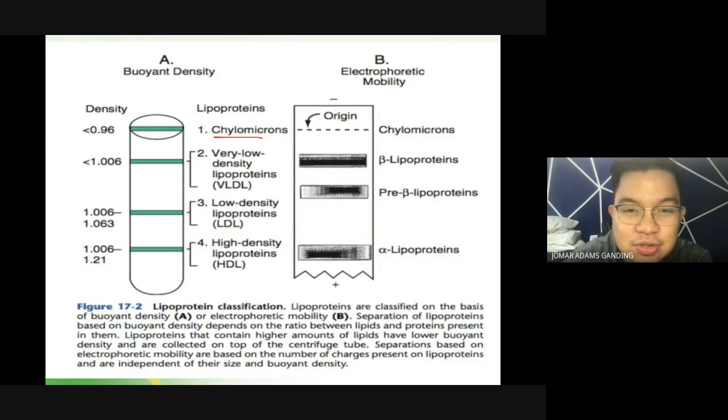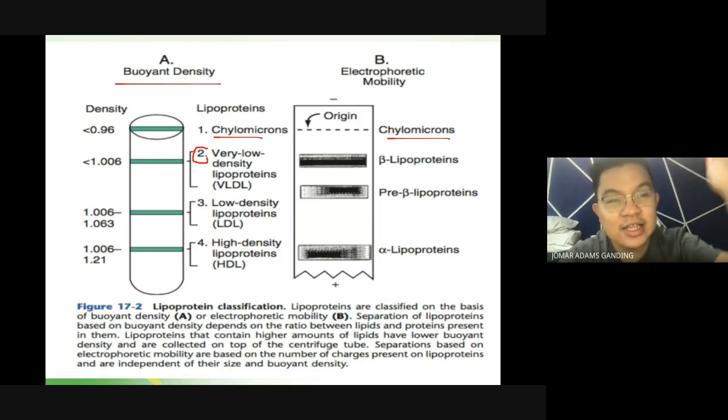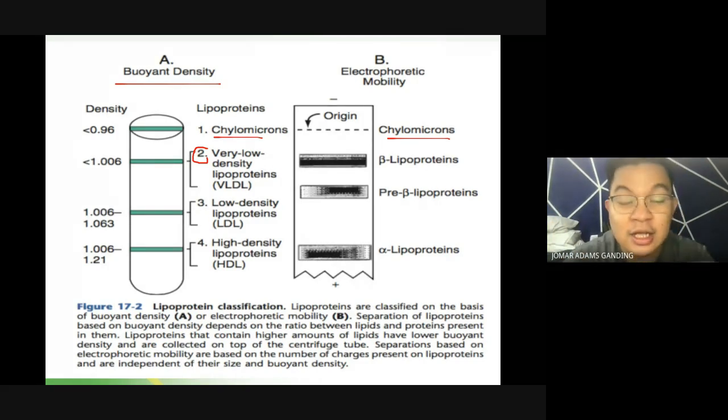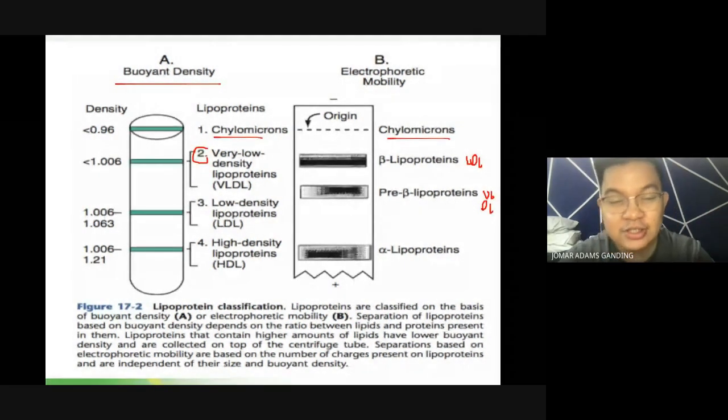As you can see, your chylomicrons are the lightest and the largest. I just want to show this because there is an exchange in the position. If you are pertaining to ultracentrifugation, lightest to heaviest, it is your chylomicron, VLDL, LDL, HDL. But if we're pertaining to your electrophoretic mobility, it is your chylomicrons, your beta lipoprotein, your pre-beta lipoprotein, and your alpha lipoprotein. And if I'm going to put it using their buoyant density, this is your LDL, this is your VLDL. Are you getting my point? That's why I need to reiterate this part so you won't interchange the two as we go along.